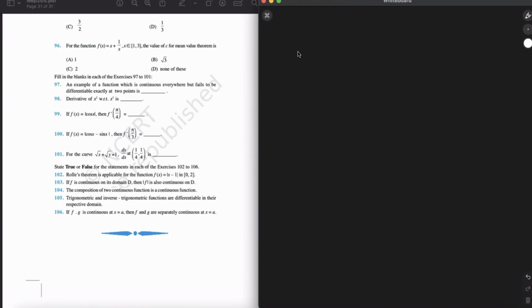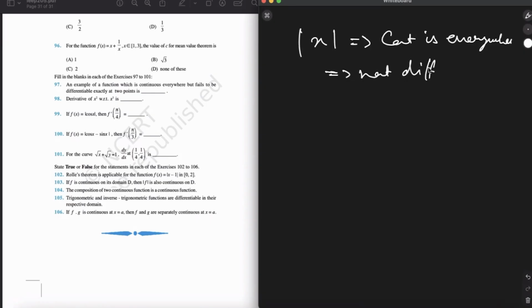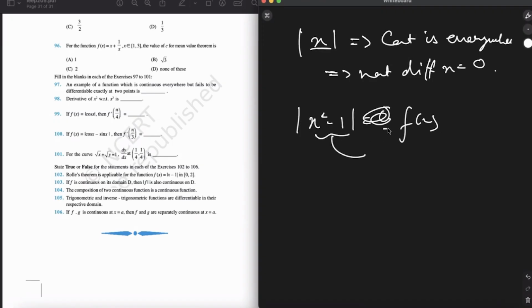We have taken so many examples. We've seen that the mod function is continuous everywhere, but it is not differentiable when whatever is inside is equal to 0. So it is asking for an example which is continuous everywhere but fails to be differentiable exactly at 2 points. So it will be |x² - 1|. Wherever x² - 1 = 0, x can be equal to plus or minus 1. So at 2 points, this is just not differentiable.